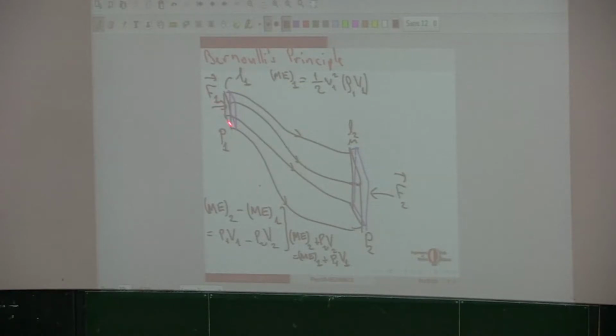If I say that this volume is at some height h, then the potential energy of that volume is the mass m, times the gravitational acceleration g, which is the weight, times the height h1. This is the potential energy. This is the mechanical energy at this point, the mechanical energy of this volume.